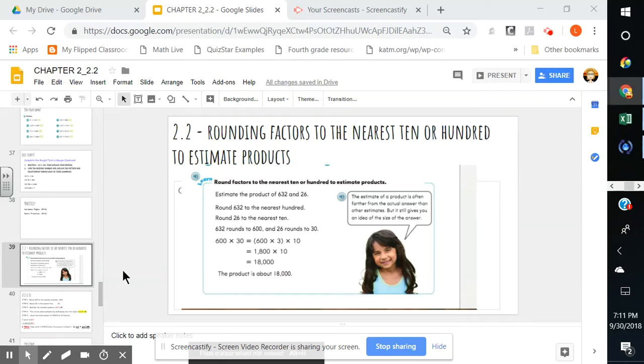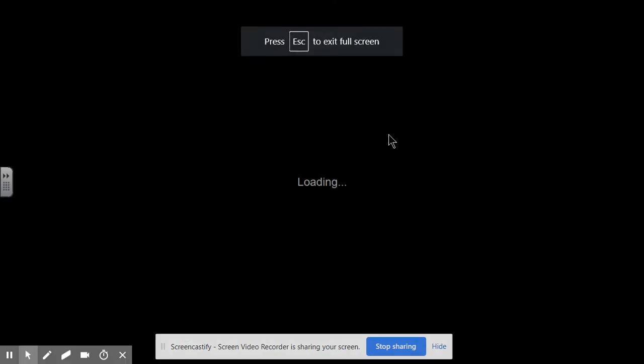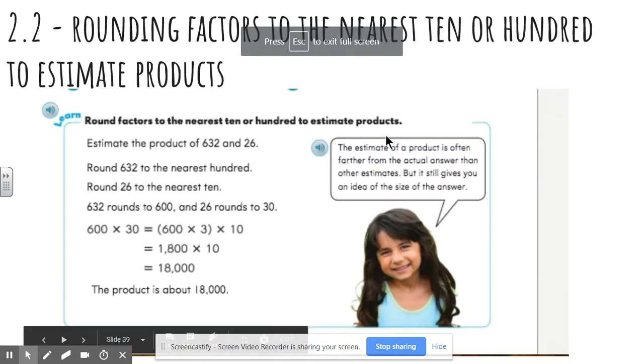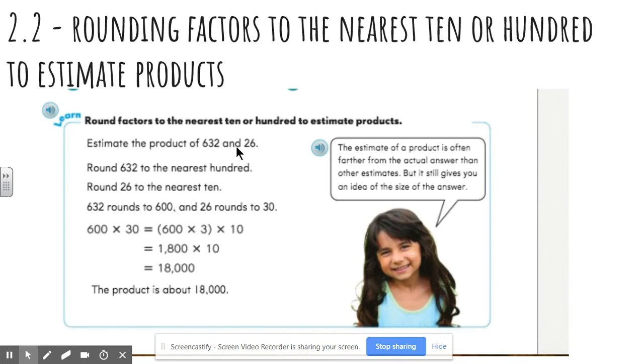In this video, we are going to talk about rounding factors to the nearest 10 or 100 to estimate products. First, I'm going to show you two different methods to estimate products. First, let's estimate the product of 632 and 26.